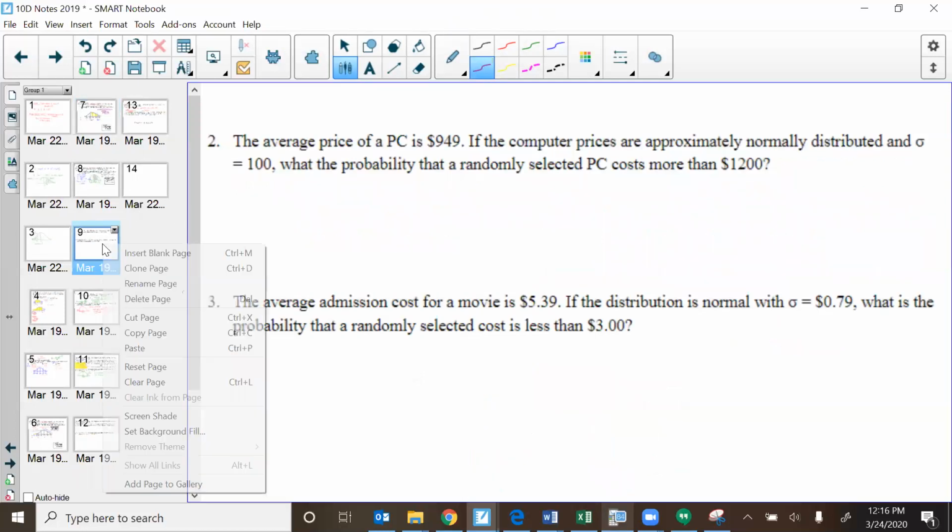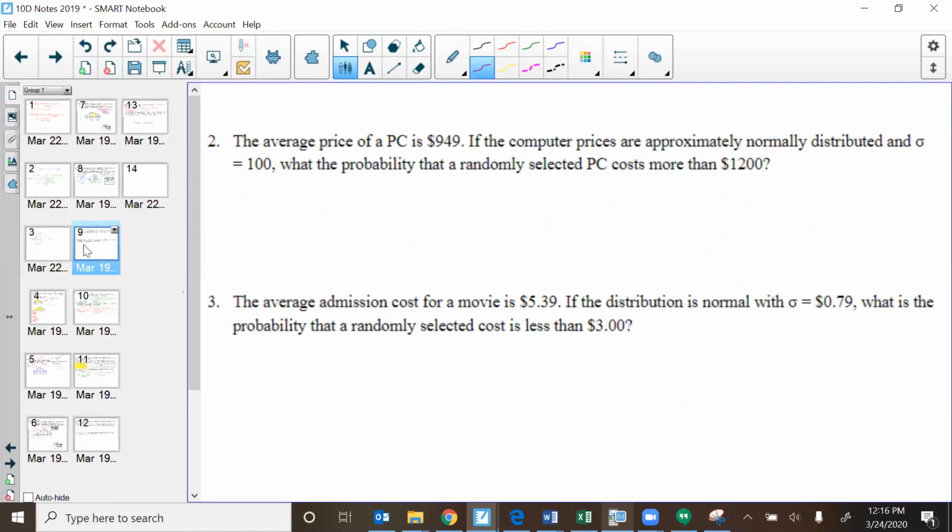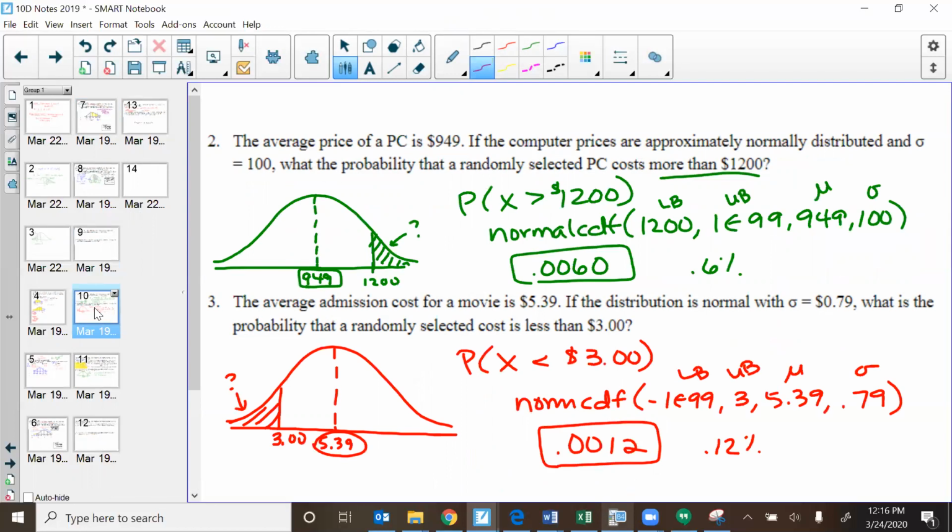All right, so for these guys, again, the main thing is to draw them. I'm just going to walk through the key that's already done. The average price is $9.49. They're normally distributed with a standard deviation of 100, and the probability that it costs more than 1,200, I'm just going to put 1,200 on there and shade to the right. So what's the probability that it's more than 1,200?